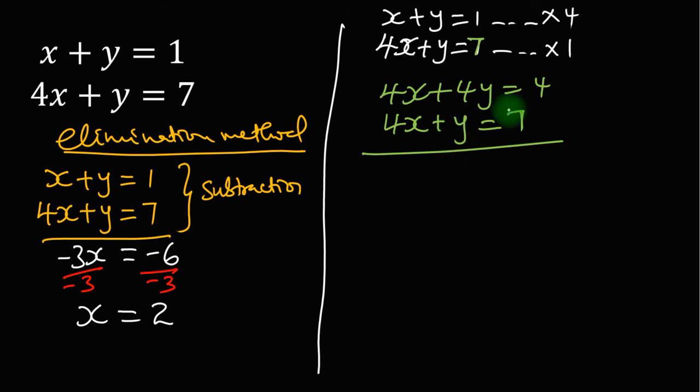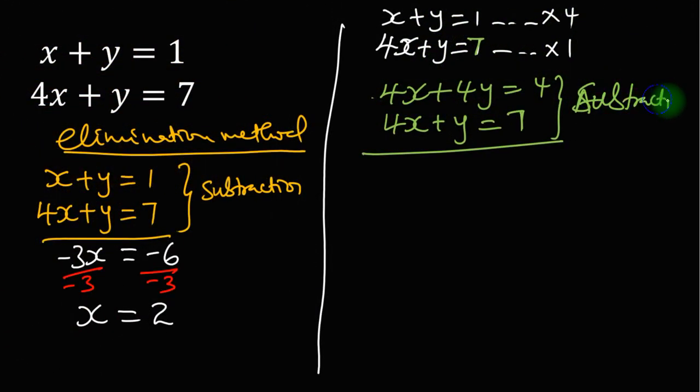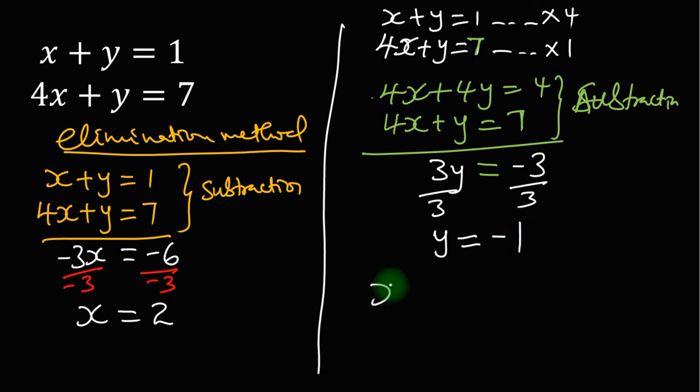Therefore, the same sign, we are going to eliminate it, so we subtract. So 4 minus 7, I will get minus 3. 4y minus y is 3y. 4x minus 4x is 0. Therefore, we divide it through by 3, and y will be equal to minus 1. Therefore, x is 2 and y is minus 1. That is using the elimination method.